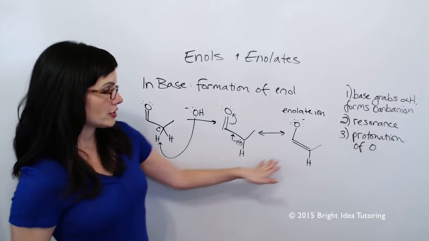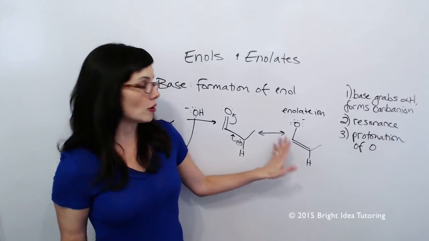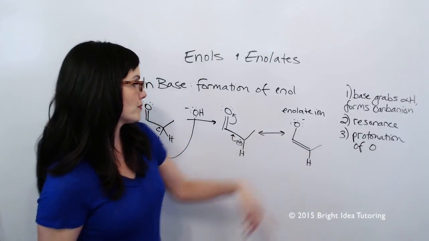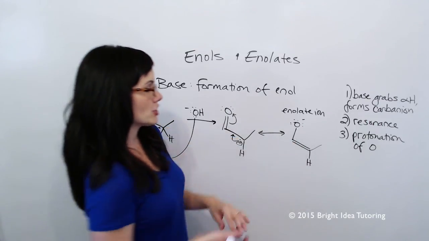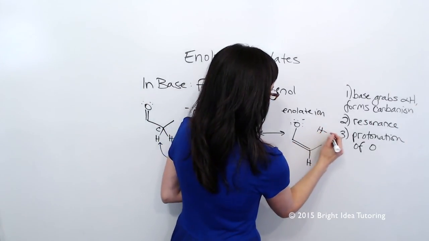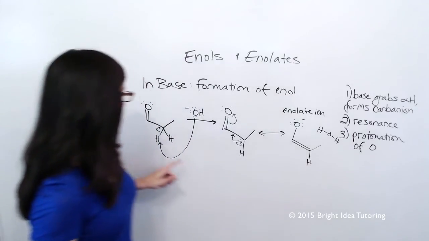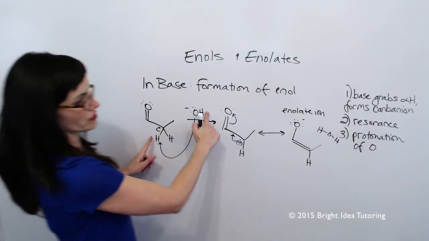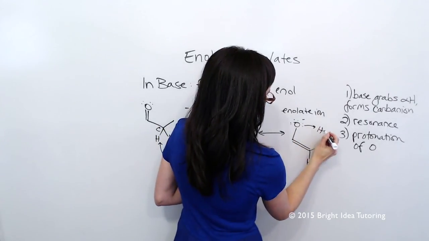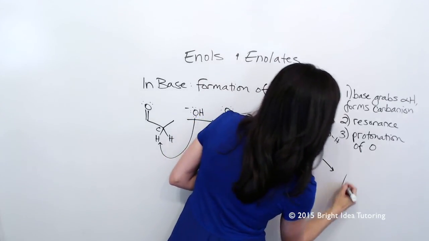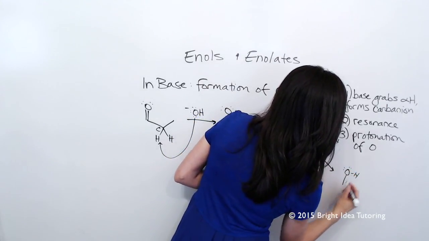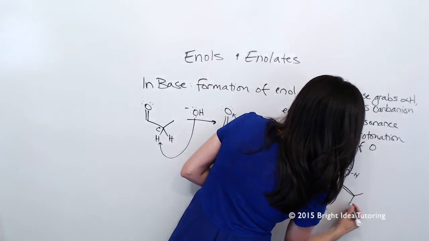Now, if we want to truly make this an enol, all we've got to do is protonate this O. So we're going to get an H from water. Notice we made water here when our base grabbed an H. And now we've truly formed an enol.